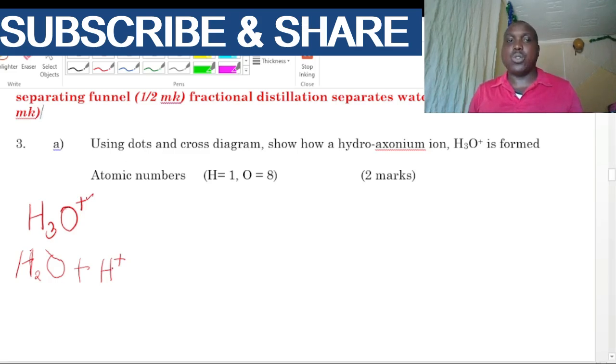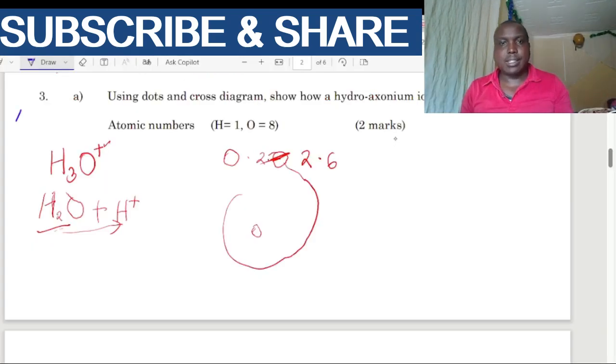So now from here we can draw. We know this is a covalent bond, and now this one and this one are going to form a dative covalent bond. So let's draw the structure like we were asked. Number 8. So oxygen is 2,6, so it means it has 6 electrons. I'm writing up there, it has 6 electrons outside.